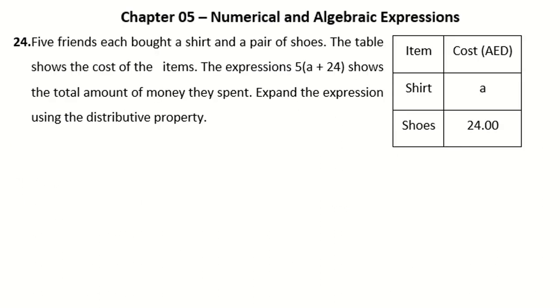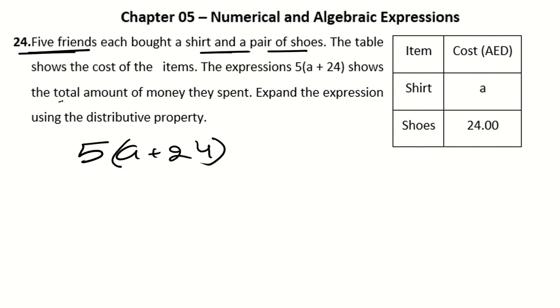Okay. Now next is 5 friends each bought. How many persons are there? 5. Each bought a shirt and a pair of shoes. The table shows the cost of the items. You see, they have already written the expression 5 times a plus 24 shows the total amount of money they spent. Expand the expression using the distributive property.